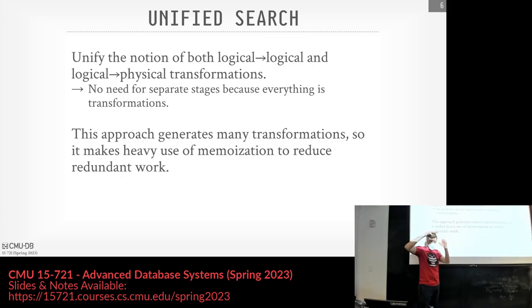Like you're sort of expanding out the tree. So to avoid redundant computations, they're going to make heavy use of memoization to record the expressions, or to record the cost of things they've looked at in the past, so that if they revisit something, they don't have to compute it from scratch.